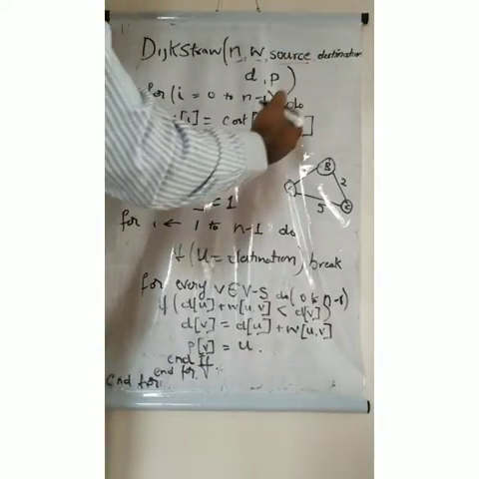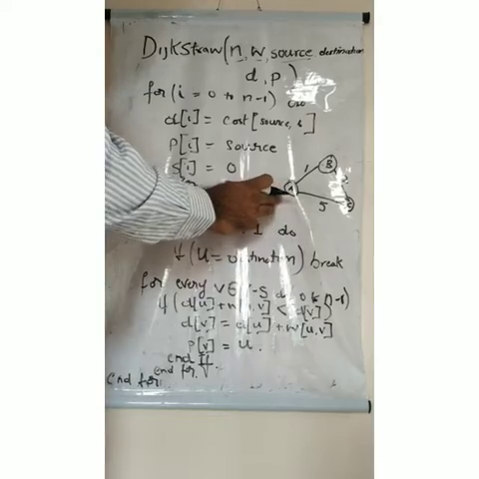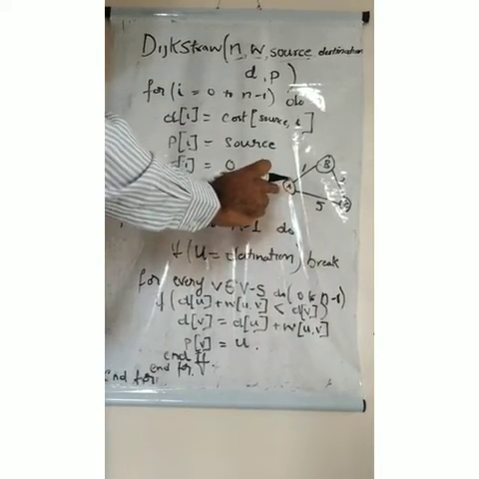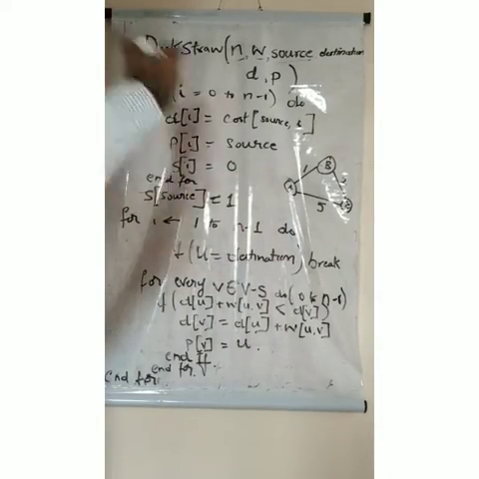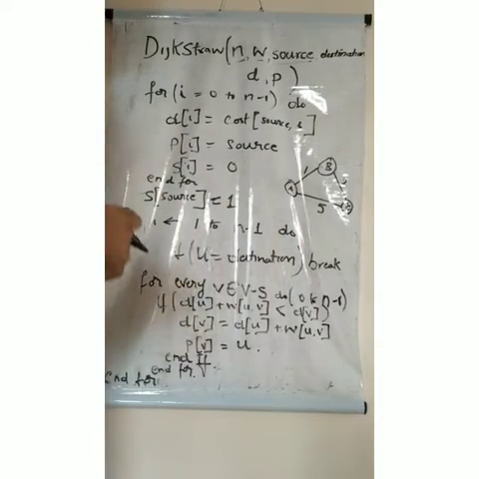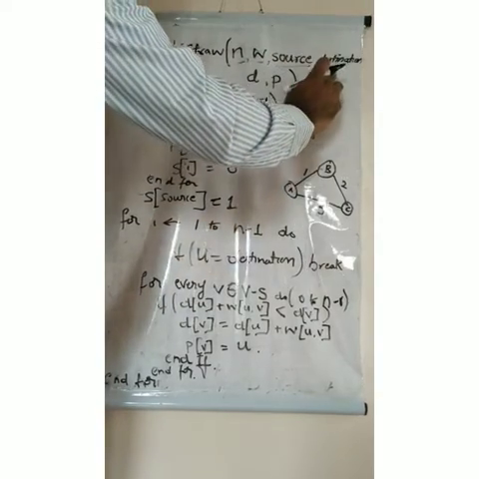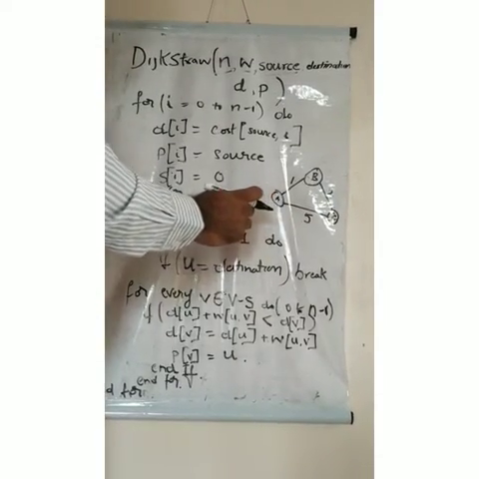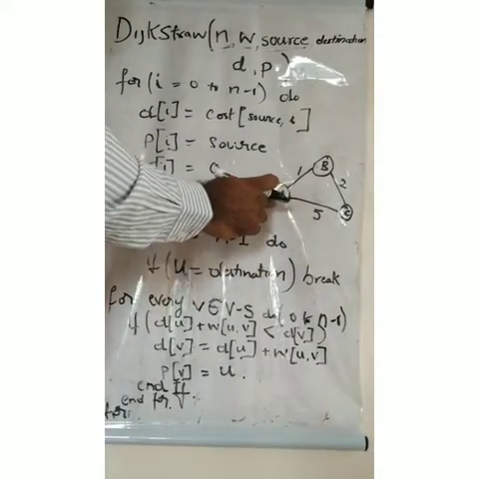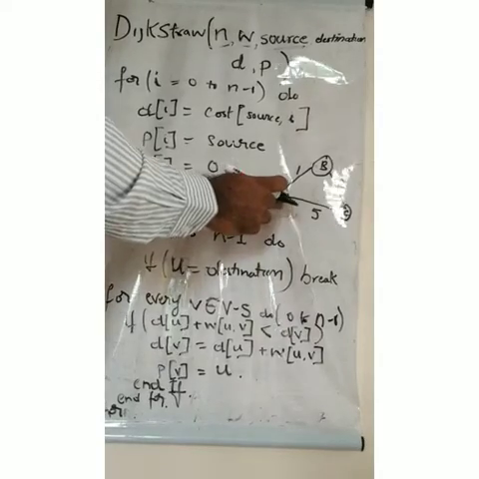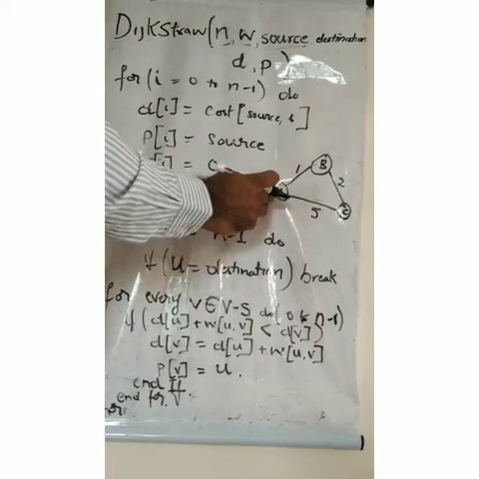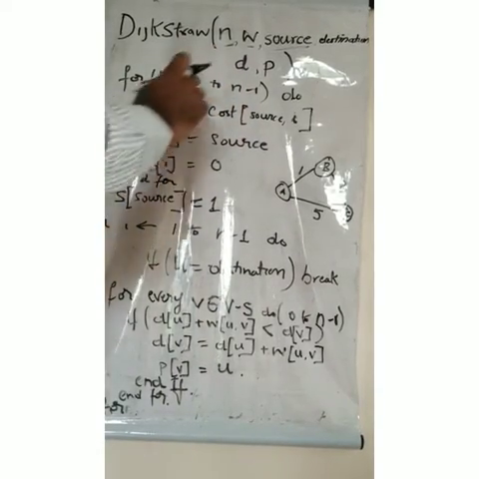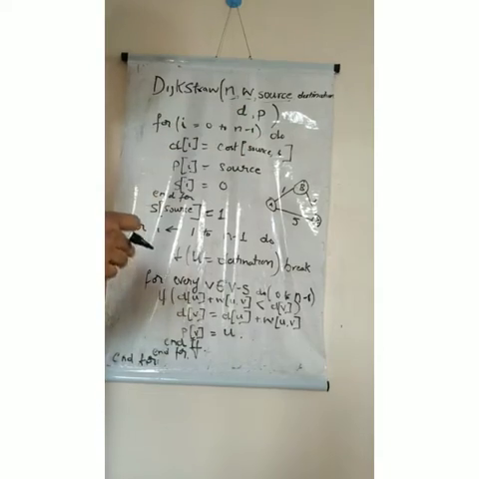S is the source. Source means, for example, A. The source, because it is called a single source shortest path algorithm. Next, destination means whatever vertices we consider. First we consider A as a source, then that A becomes the destination. D is the shortest distance from the source to the destination, and P is the shortest path.